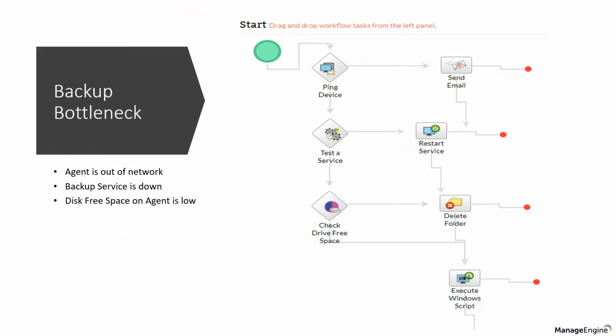So let's first talk about backup bottleneck. Usually, when a backup software runs and it is not able to take up a backup, there could be three major reasons. One is the agent is actually out of network. Second could be the backup service itself is down. Third could be the free disk space on the agent or on the client on which you are taking up the backup is low. So it should be above a cutoff value. Say, for example, the free disk space should be greater than 5 GB so as to run the backup successfully.